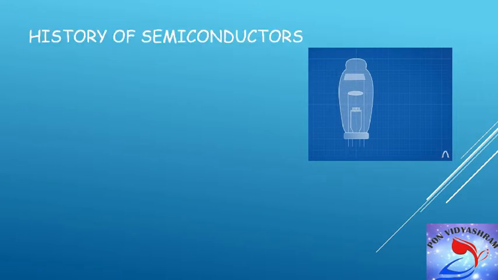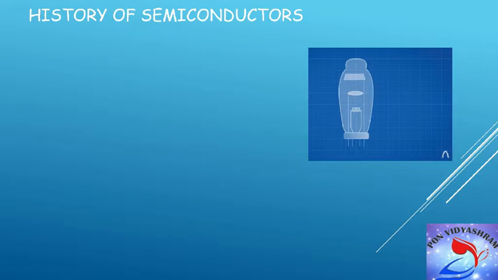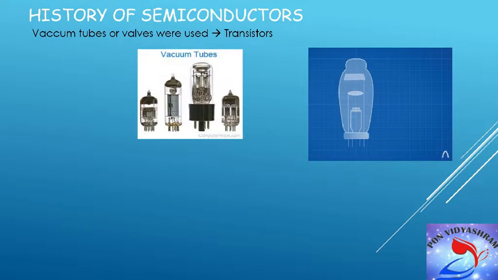Now we'll see about the history of semiconductors. Before semiconductors arrived, what did they use for controlling the electronic devices? They used vacuum tubes or valves. Later on, they moved to transistors, which is a semiconductor device. So you can see the picture of a vacuum tube. We'll just see what is present inside the vacuum tube.